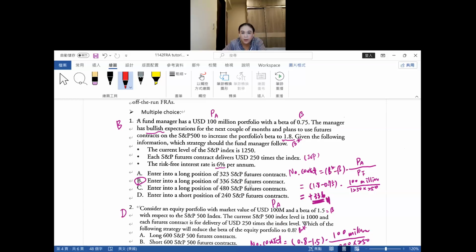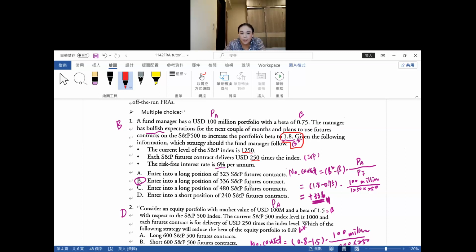So in this case, you want to increase the beta star rather than reduce, right? And then the current level of S&P 500 is 1,250. That's the point. So you have to multiply by your IVP, 250. Risk-free interest rate is 6%. We don't need the information here.